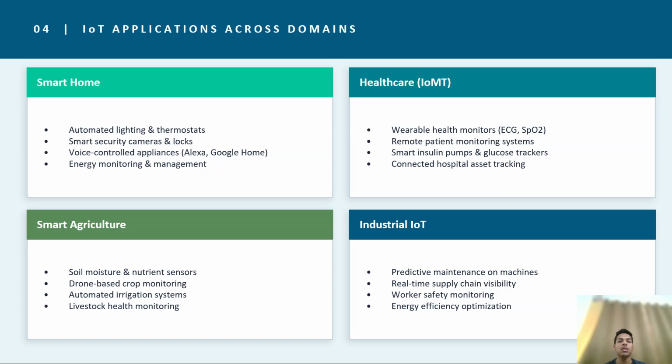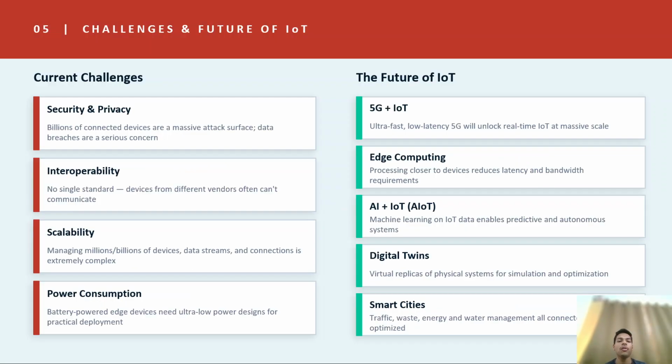Smart agriculture is transforming farming. Soil sensors tell farmers exactly when and where to water crops. This reduces water wastage and increases yield significantly. Industrial IoT, or IIoT, is perhaps the most economically significant. Predictive maintenance alone saves billions of dollars by detecting machine failures before they happen. Each of these domains relies on the same IoT architecture and protocols we just studied, which shows why understanding the fundamentals matters the most.